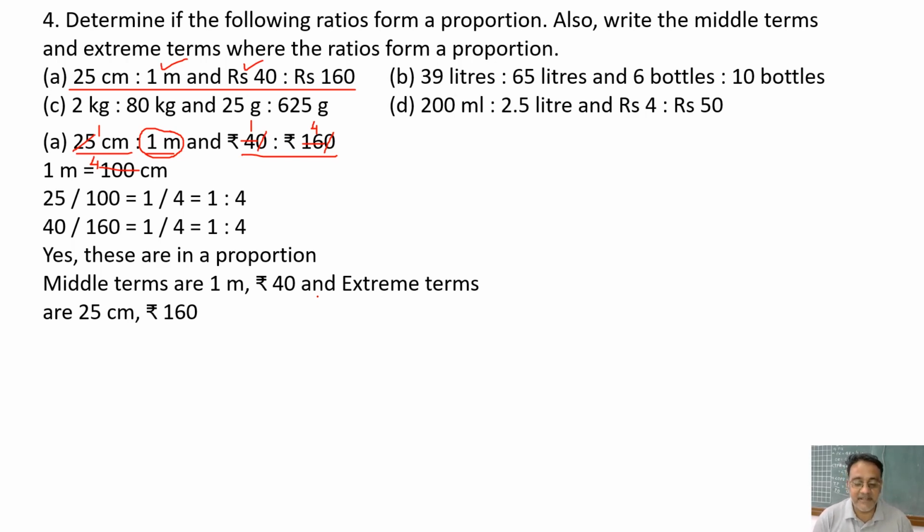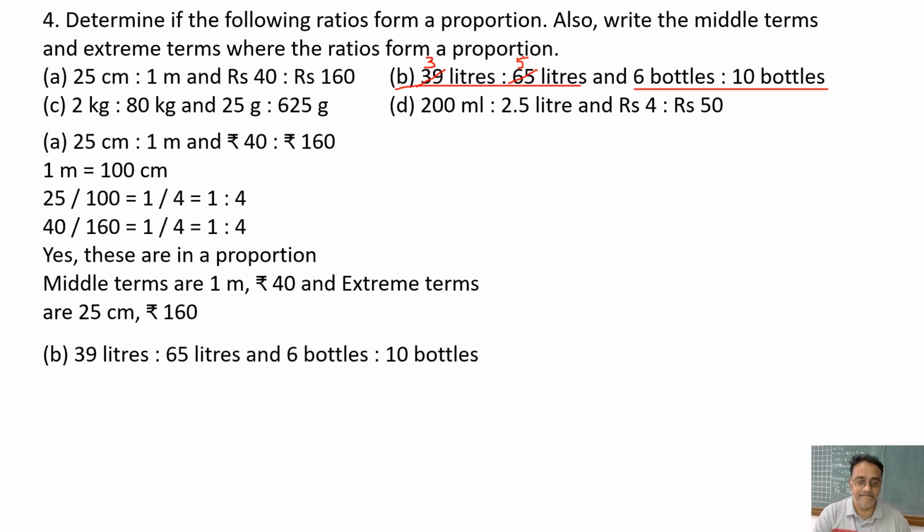Question first bit clear है ना? Yes, sir. Okay, अभी second bit पे आते हैं हम लोग. 39 liters, 65 liters, 6 bottles and is to 10 bottles. चलो 39 और 65 को हम लोग 13 से डिवाइड करेंगे. 13 threes are 39 and 13 fives are 65. So we are getting 3:5. ठीक है, 3 by 5, that is 3:5.